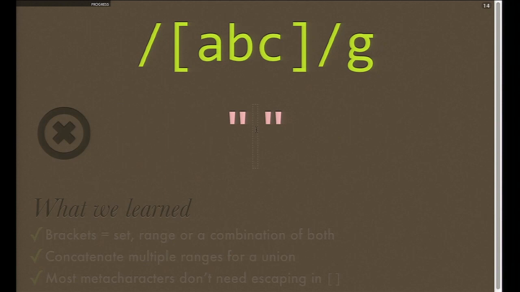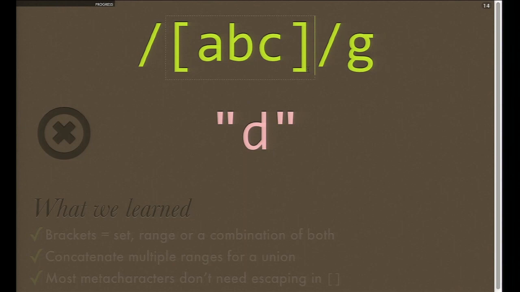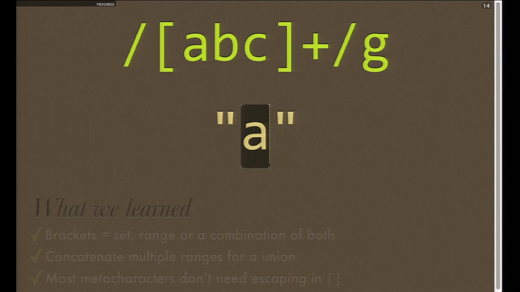In case you want to use alternation between certain characters, you can use square brackets. This basically means any character that's either A or B or C. So this matches any of them. It doesn't match D, for example. And you can even use the plus sign to say any number of these characters.